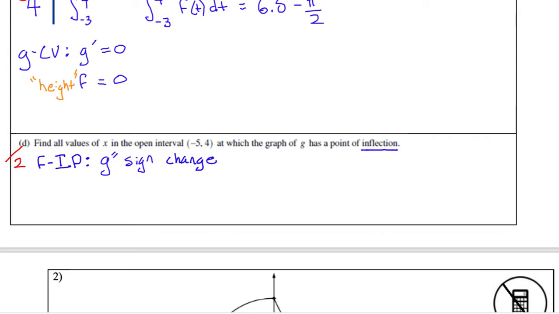And g double prime is the same thing as f prime sign change. And what is f prime? Is that height, slope, or concavity? Slope. It is indeed slope. So I'm looking for where the slope has a sign change, where it goes from a positive to a negative or a negative to a positive.